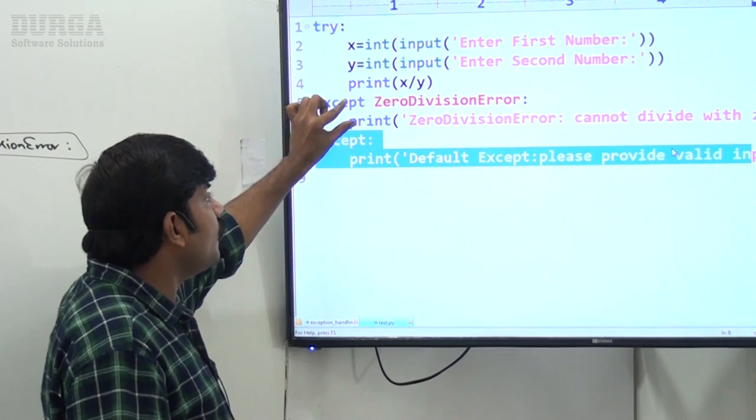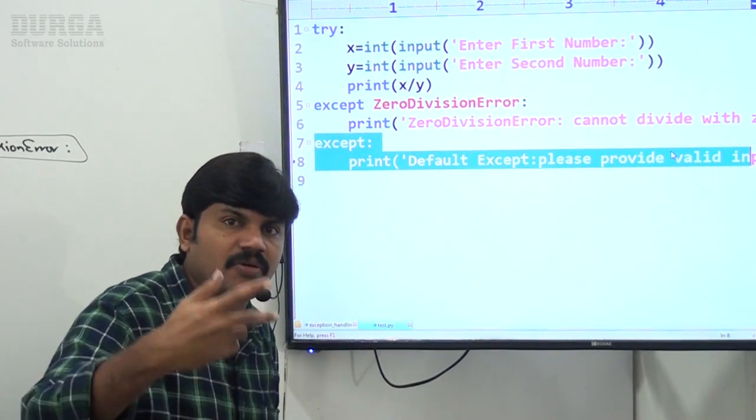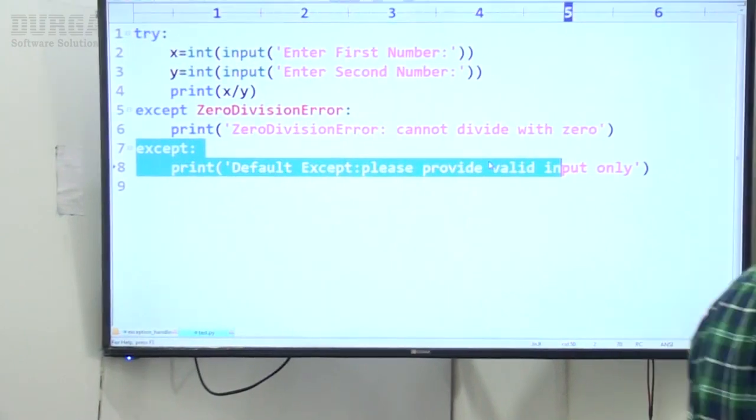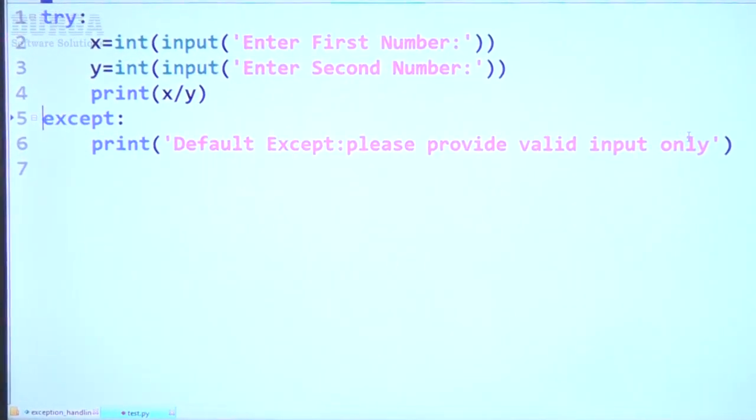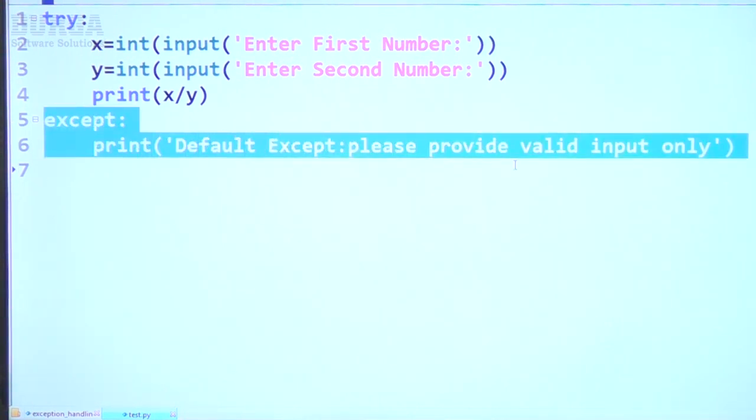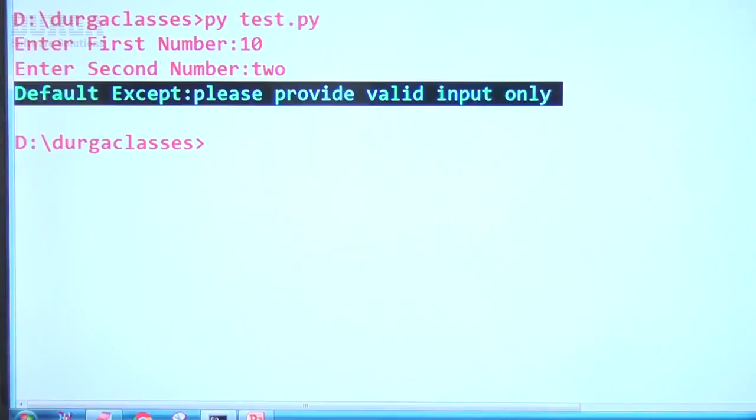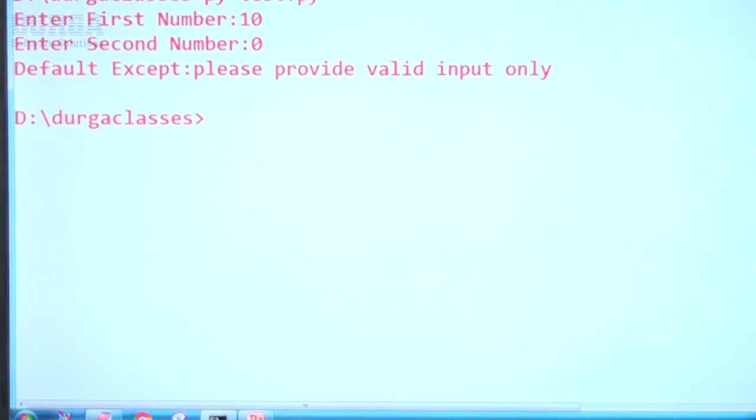Suppose I remove the first except block, then the default except block can handle ZeroDivisionError also. Let me remove this first except block. Now for all exceptions, this default except block will execute. Enter first number 10, second number 0. What answer are we getting? Default except block, please provide valid input only.